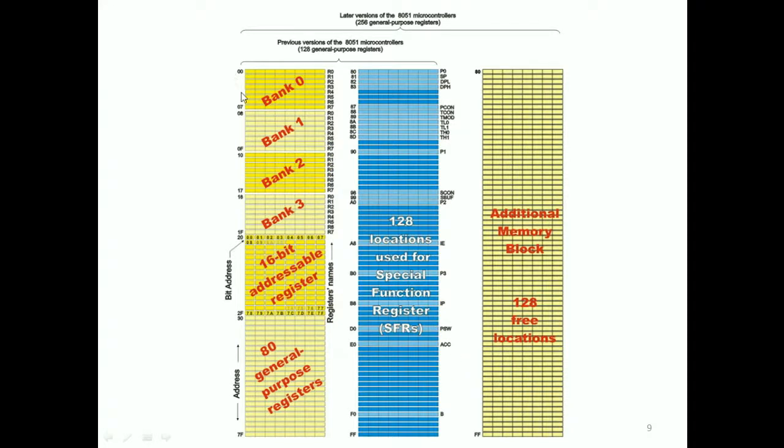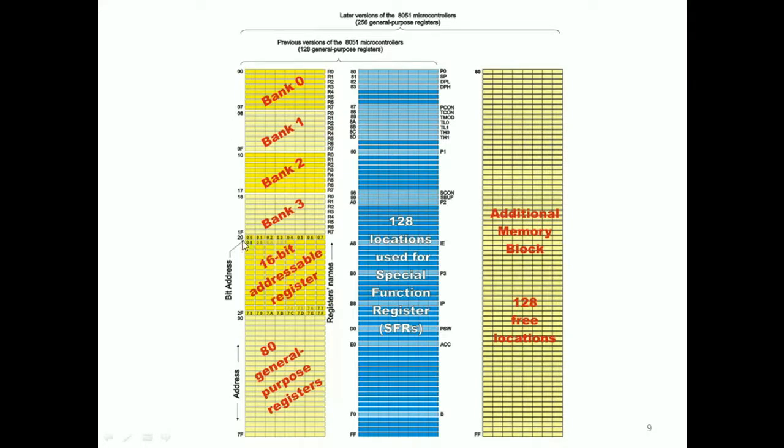So from 00 to 1F, 32 bytes wide, these are grouped into 4 banks: bank 0, bank 1, bank 2 and bank 3, and each register size is a byte, that is 8 bits. So R0 here in bank 0, 1 2 3 4 5 6 7 8, that is a byte wide. Like this, we have 4 banks in the 8051 microcontroller from 00 to 1F.